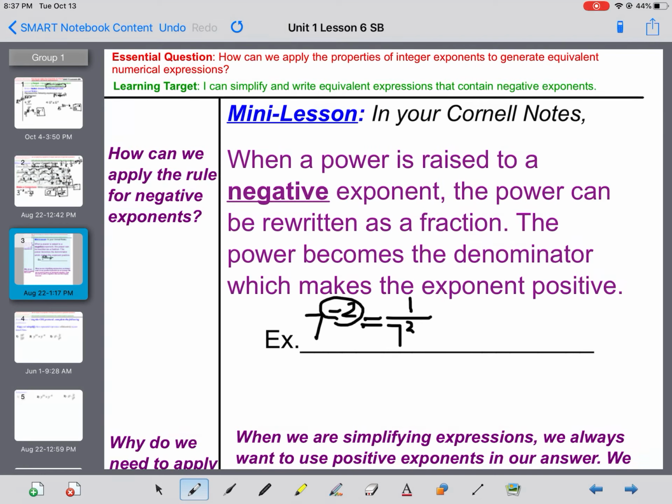Let's try with a variable. If we have, let's say, k raised to the negative fifth power, another way to write this would be 1 over k raised to the positive fifth power.